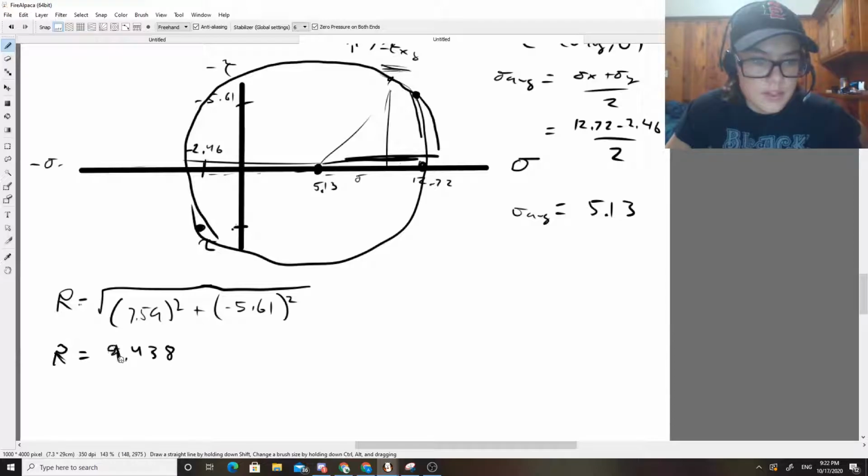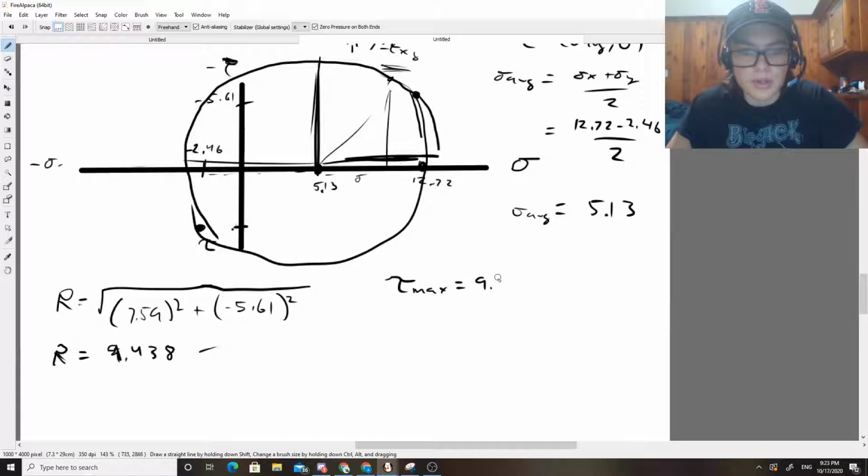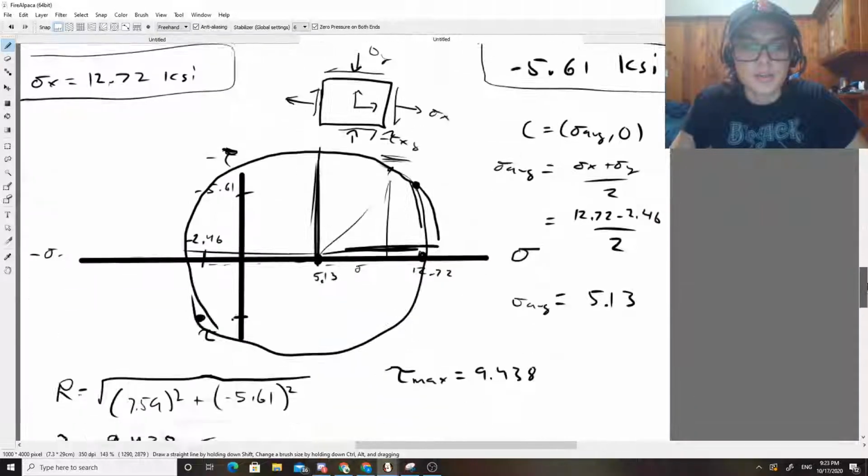And what we can do with this is super useful. That's our tau max, right? That's going to be our shearing stress maximum. Why? Because if we're looking for our shearing stress, which of course is on our y-axis, and we're looking at the point that's highest on the circle, it's just going to be straight up. And that distance is just our radius. So I'll say tau max is going to be equal to 9.438. And remember, we did everything in KSI all the way up here, so this is also going to be KSI.